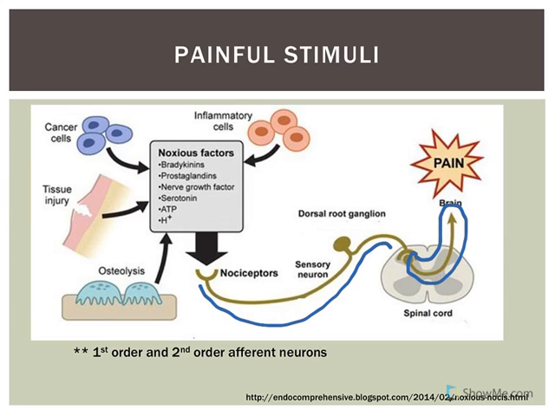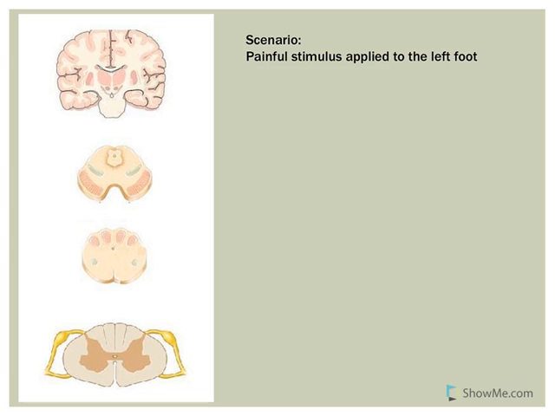Specifically in the pain pathway, we will have a third order neuron, but not every sensory pathway involves third order neurons. But third order neurons will be involved here, and we're going to look at that in a moment. So we're going to apply a scenario, and we're going to draw, and I recommend using different colors, and you're going to have to add stuff to these pictures.